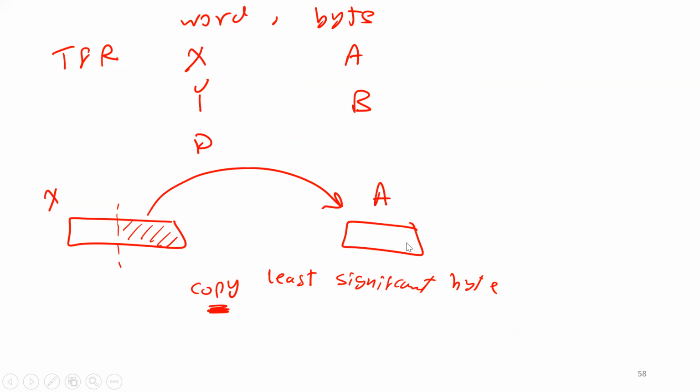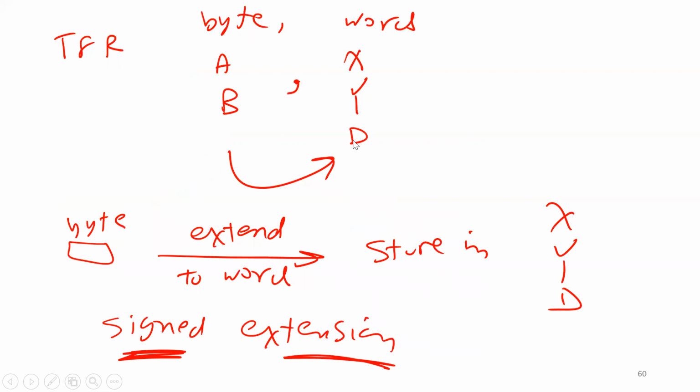Now, I'm going to give the other case. The other case is, how can you copy a byte to a word? How can you do something like that? Yes, I can do something like that. For example, I can say transfer A to X or B to Y. You get what I'm saying?